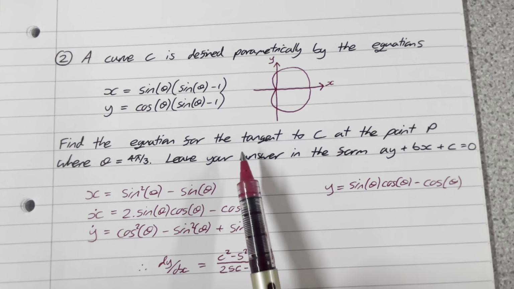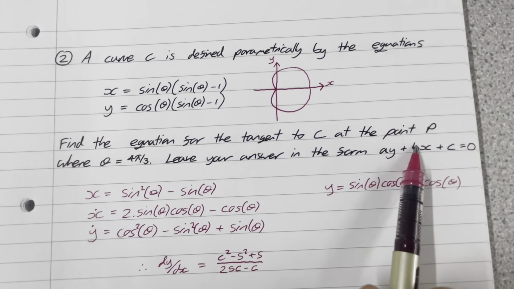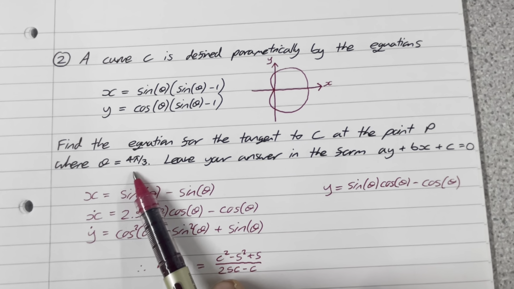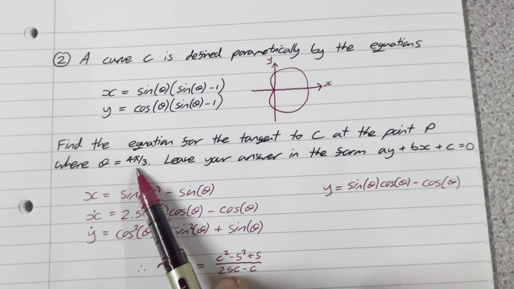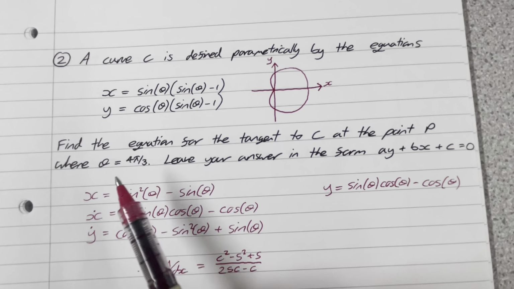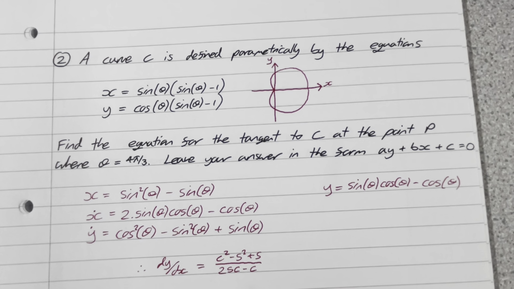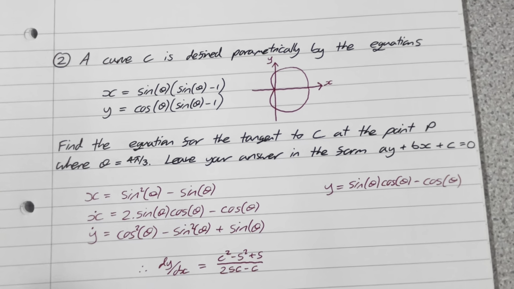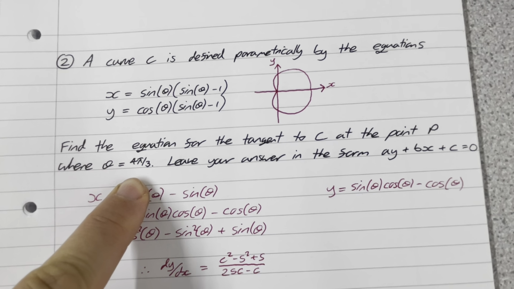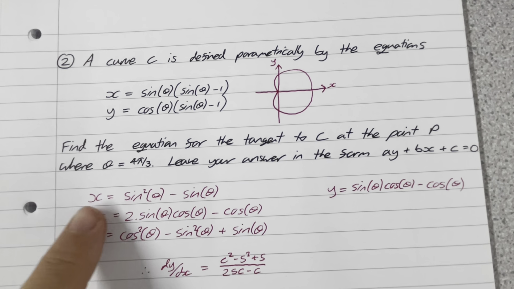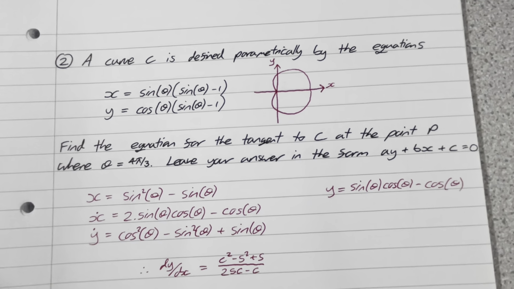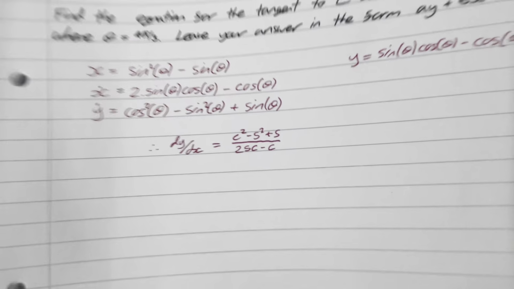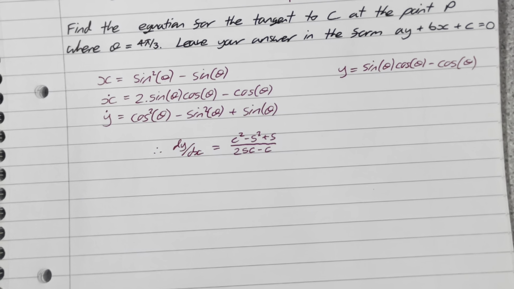Now, we want the equation of the tangent to C at the point P, and we're told at P, theta is 4 pi on 3. So I need 3 things at this point to find the equation of the tangent. I need the value of x, the value of y, and I also need the value of dy by dx. So let's plug in theta is 4 pi on 3 into these 3, x, y, and y primed, to get the 3 values I need.